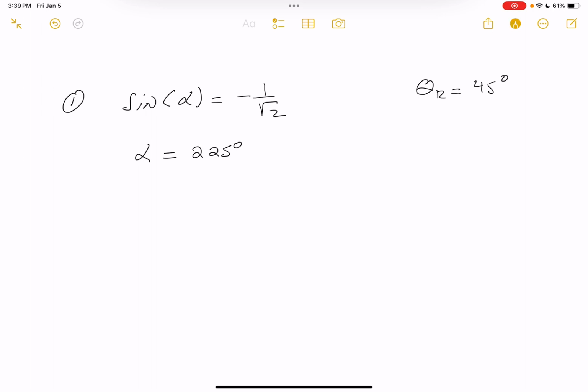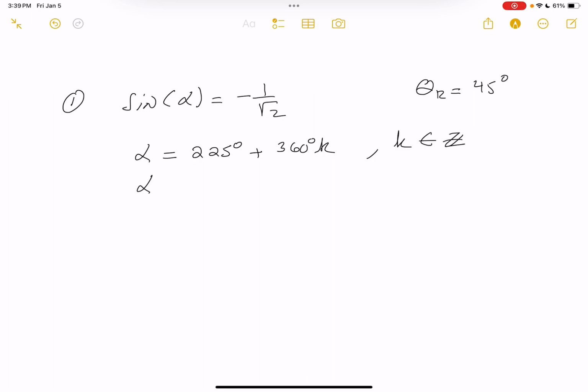So this is number one. And the first thing they tell me is the sine of alpha is minus 1 over root 2. All right? Now the reference angle there for this to occur would be 45 degrees. And when does the sine become negative? That's going to be in the third and fourth quadrants. So the alpha, in the third quadrant, is going to be 180 plus 45, which is 225 degrees. And it keeps repeating itself every 360 degrees, where k is some integer.